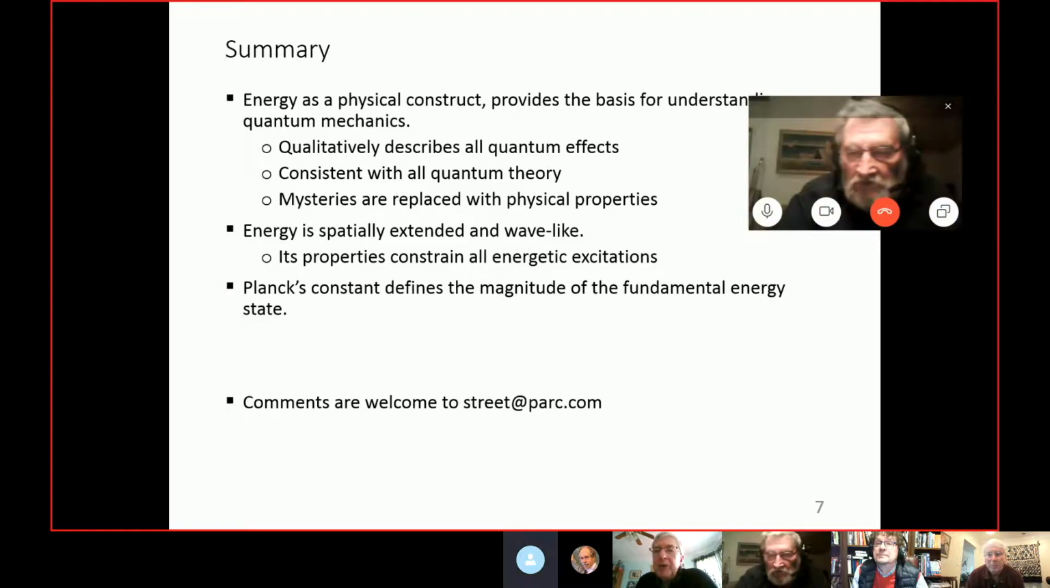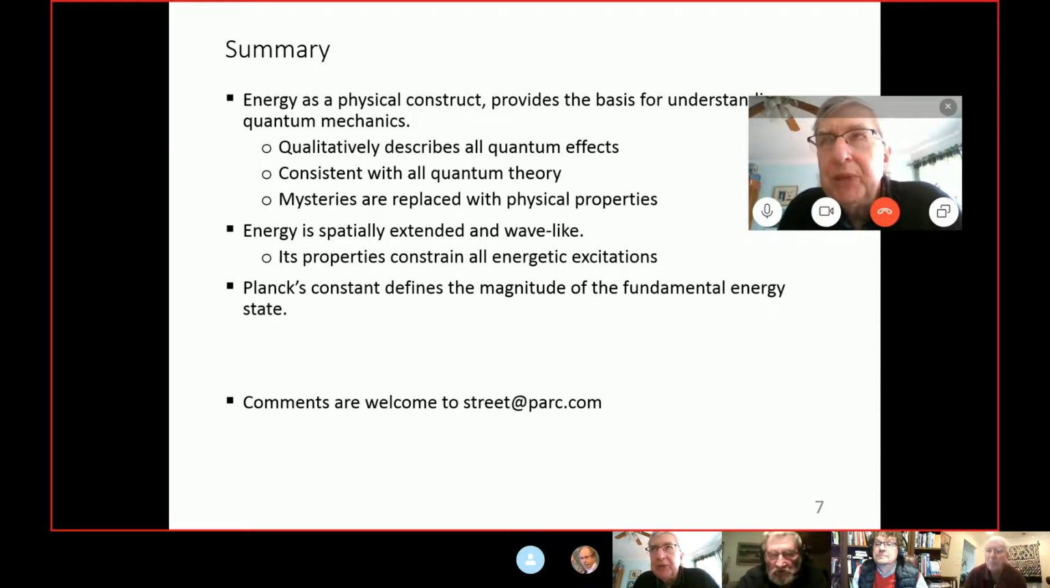How would you compare your idea of energy with something like Bohm's notion of a quantum potential, which also has a spatially extended aspect with a discrete particle in interaction with it?